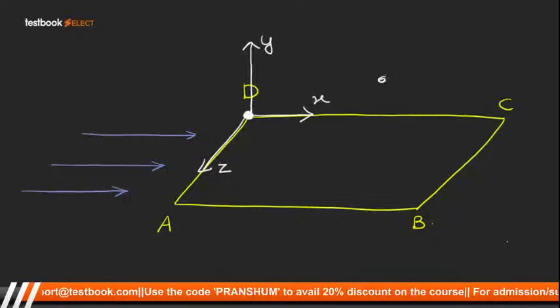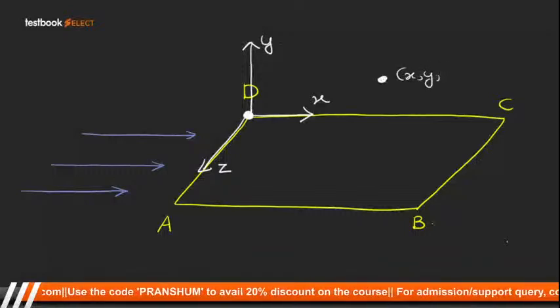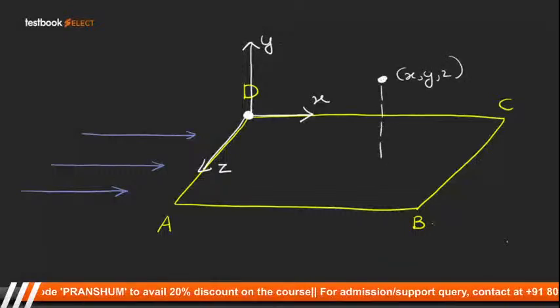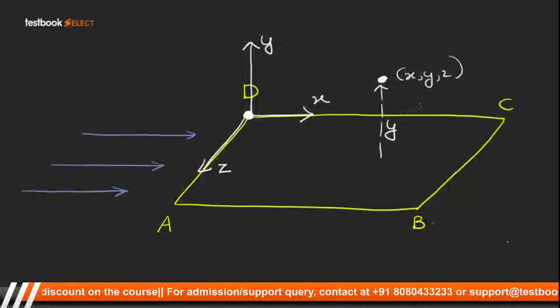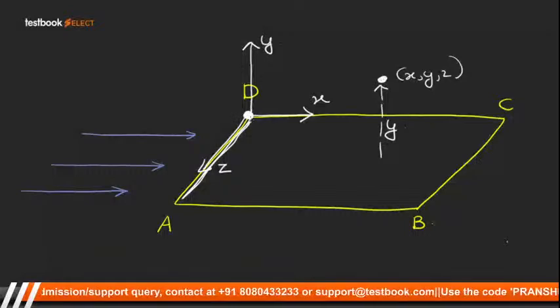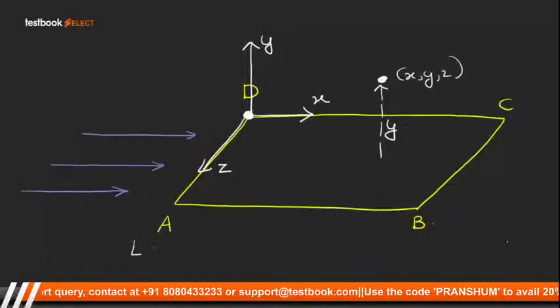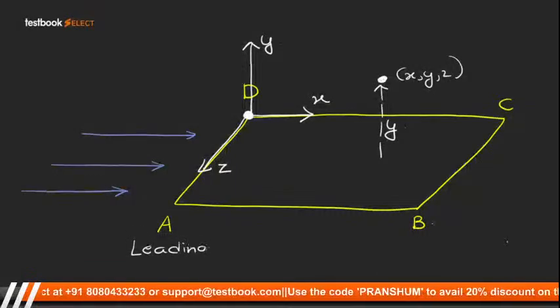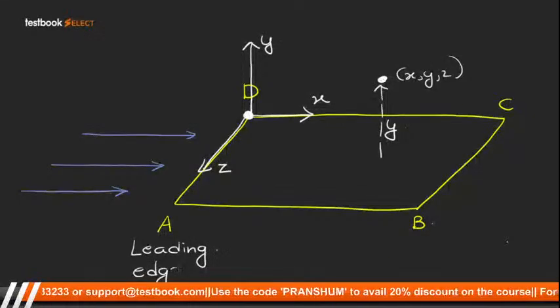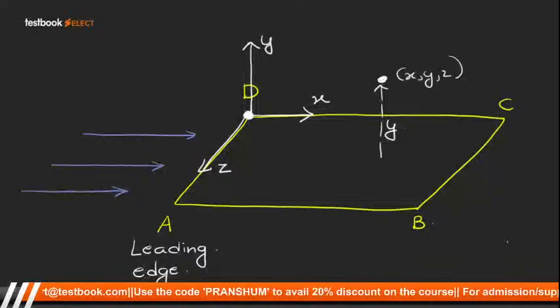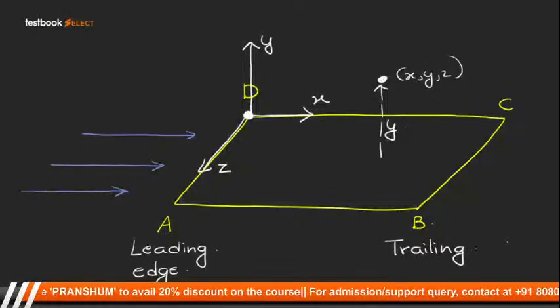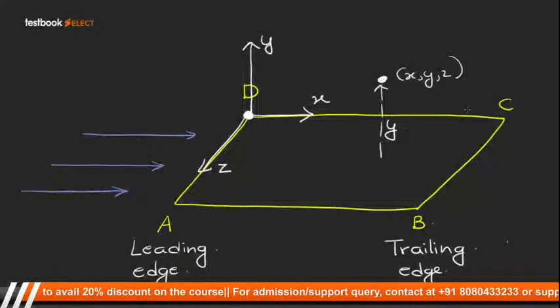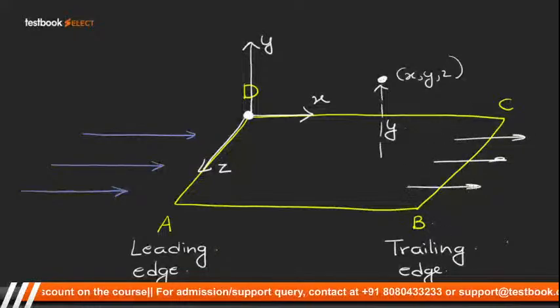So if you will take any point whose coordinates are X, Y, Z, what will be the meaning of Y distance? The meaning of Y distance will be the distance of the point from the solid surface. Also, when you talk of AD side, it is called the leading edge. AD side is called as what? Leading edge. What do you mean by leading edge? It is the side of the plate where water approaches the plate. And the other side BC, this is called the trailing edge. This is the side of the plate where water leaves the plate. ठीक है ना? From here the water will leave the plate. So we will call this the trailing edge.